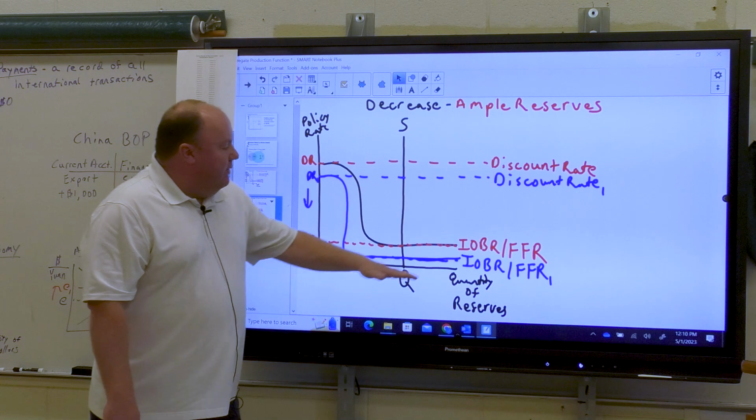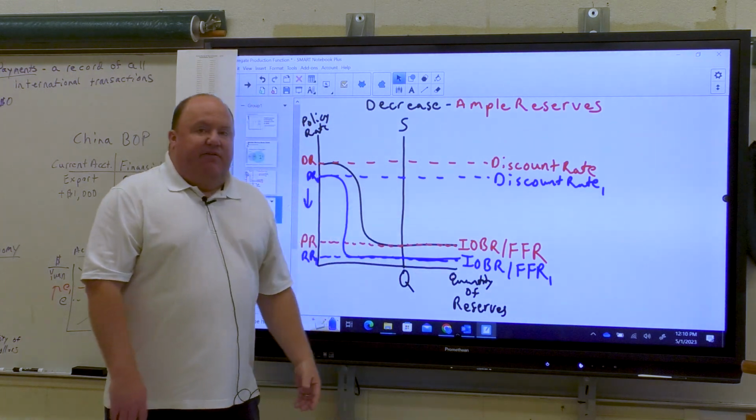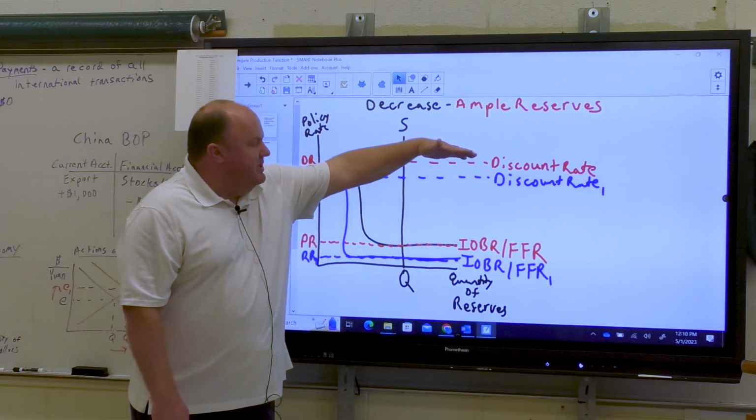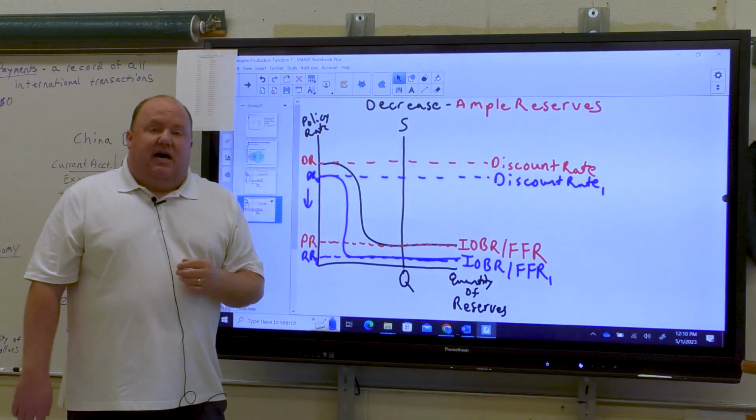That demand curve right there represents IOBR and the FFR. And remember, they become the same rate because of something called arbitrage. Also remember, discount rate acts as a ceiling to the IOBR and the FFR.